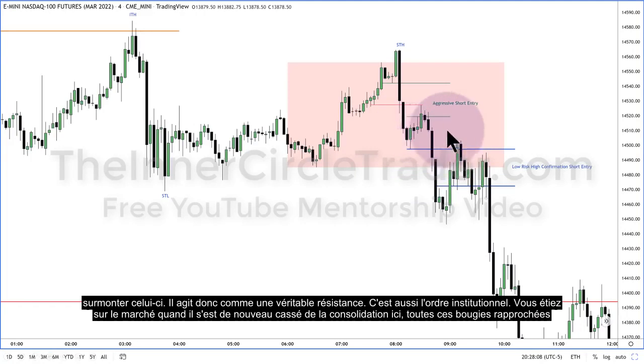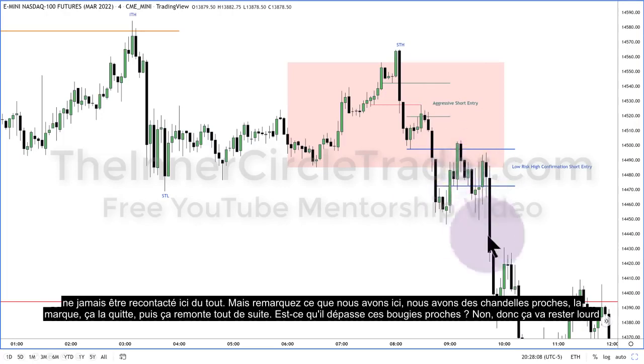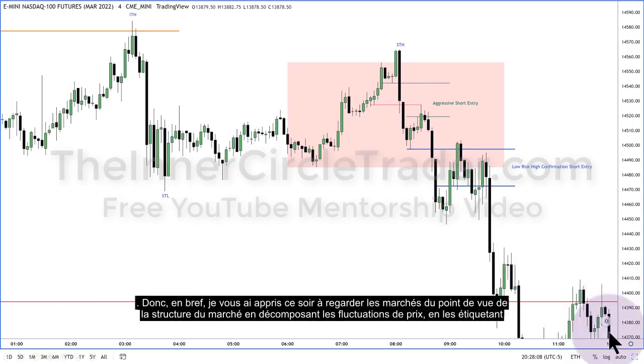Your market, when it breaks again from the consolidation in here, all of these up close candles never get reached into again here at all. But notice what we've got over here. We have up close candles. The market leaves it. Then it comes right back up. Does it overtake these up close candles? No. So it's going to remain heavy.